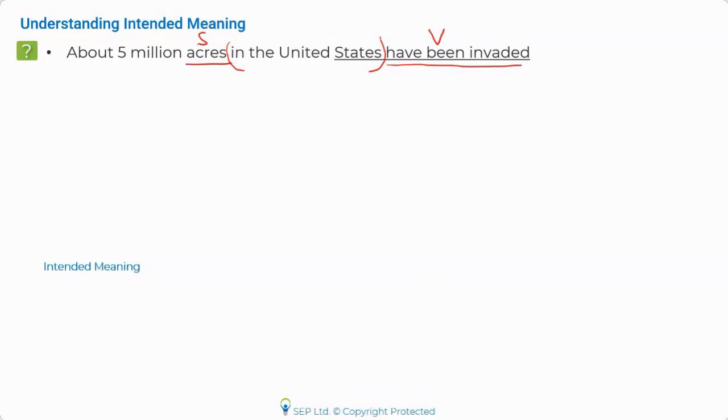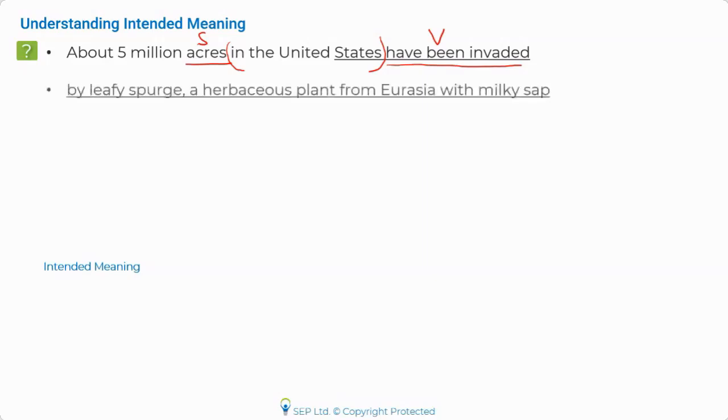Okay, so something has broken into these 5 million acres. Let's see what: a leafy spurge. So I'm thinking this must be some sort of plant, since we're saying leafy spurge. All right, okay. And then you have a noun phrase, a herbaceous plant. So this herbaceous plant is modifying leafy spurge, and this plant is from Eurasia with milky sap.